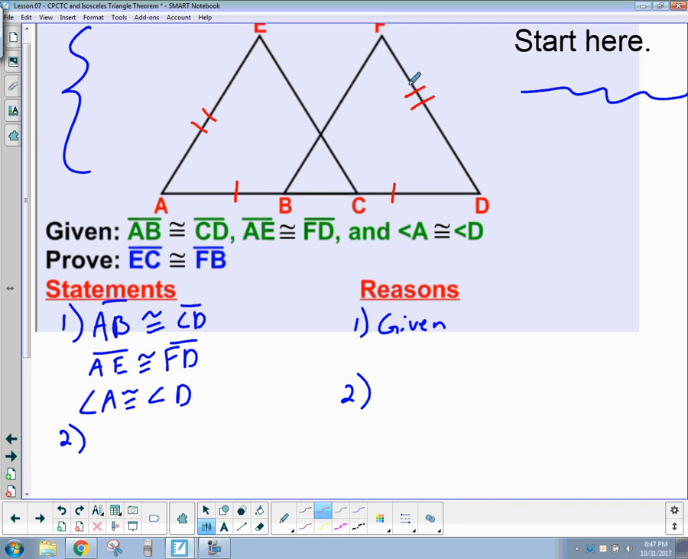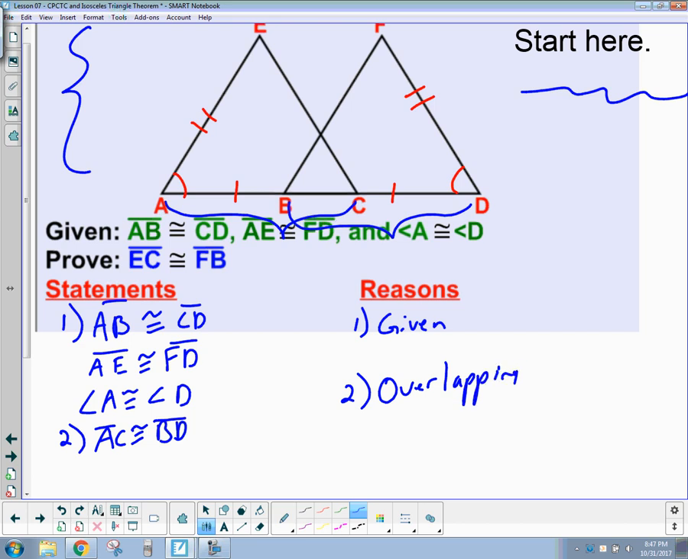Here and there. Okay? We are going to use the overlapping segment theorem to prove that AC is congruent to BD. So, AC is congruent to BD because of the overlapping segment theorem.